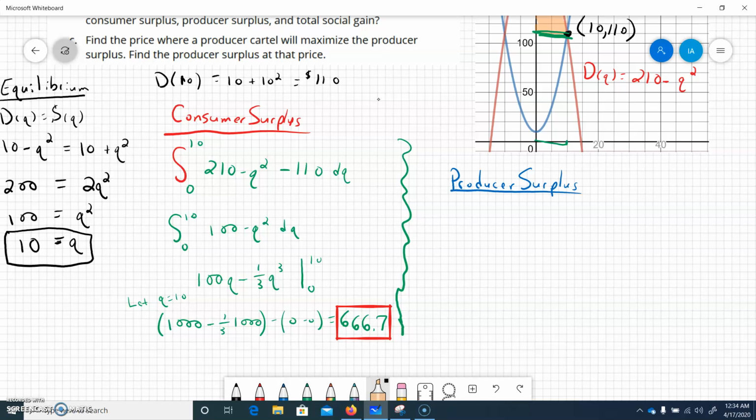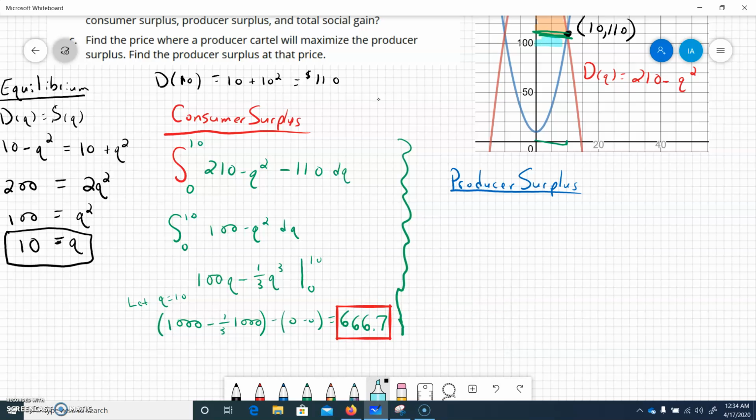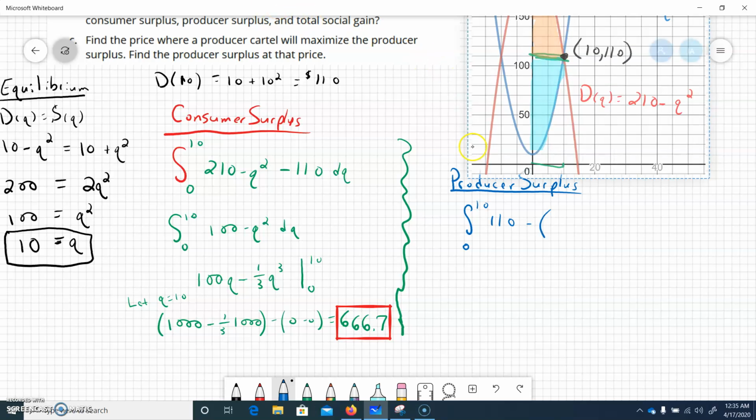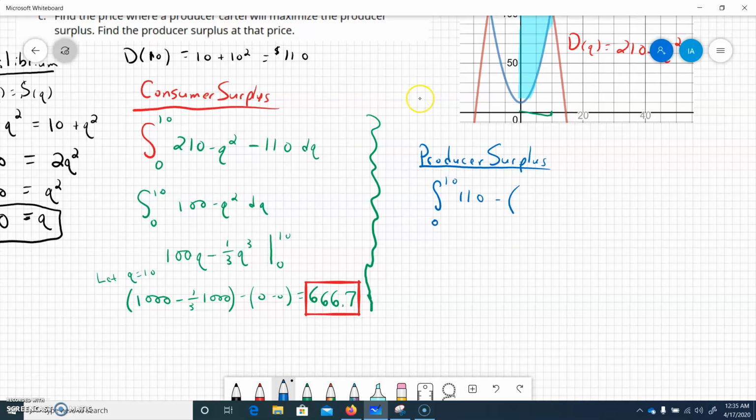And that is money that the producer makes that they don't necessarily expect to make or don't need to make that many items. So this is above the producer line but under the equilibrium mark. So let's see here. We're going to integrate this, and once again we're going to do it from 0 to 10. So we're going to do this from the top curve, which is the green line here, which is 110, and we're going to subtract the supply curve, which happened to be 10 plus q squared. Okay?